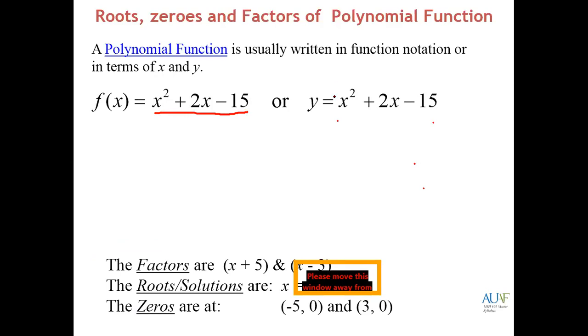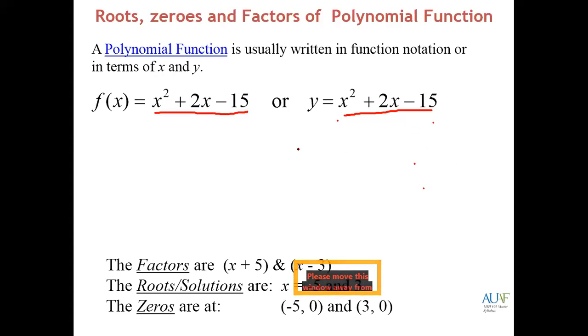Let me clear this. For example, you can see this equation. How can we solve for the value of x in x square plus 2x minus 15? The function form is y, and this one is the equation form. How can you solve this one? You can solve it with the help of factorization, completing the square, or the quadratic formula. All these three.